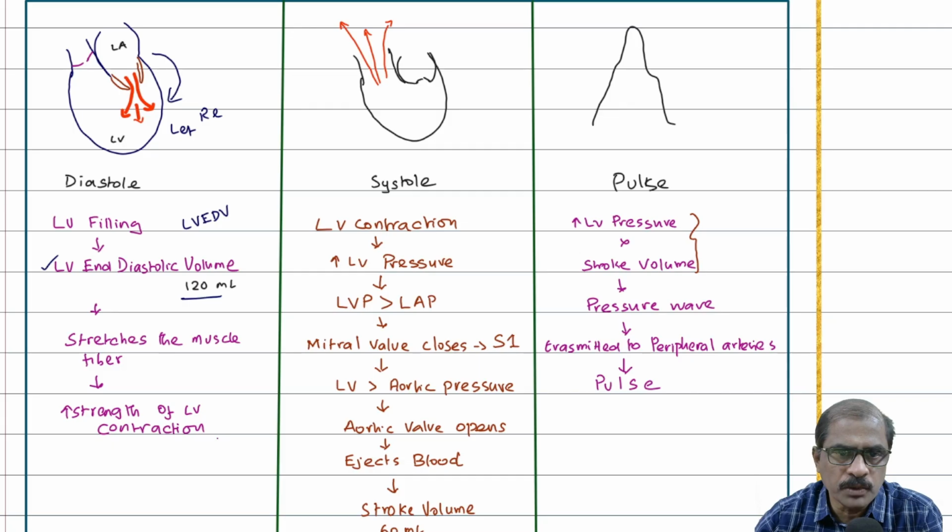During systole, because of the LV contraction, the LV pressure rises abruptly. When the left ventricular pressure is greater than the left atrial pressure, which is about 8 mm of mercury, the mitral valve closes and produces the first heart sound, that is S1.